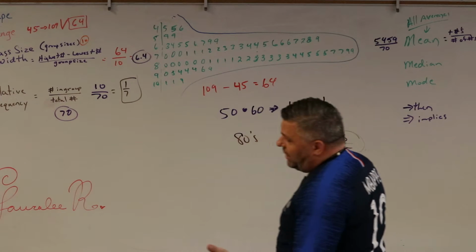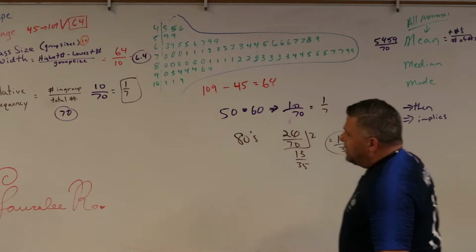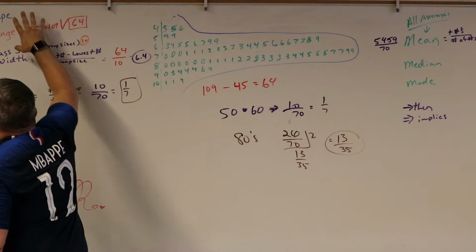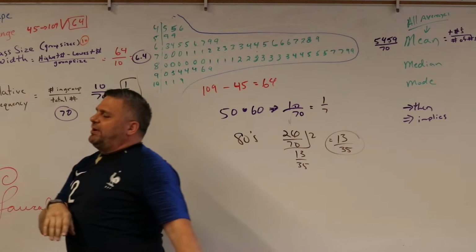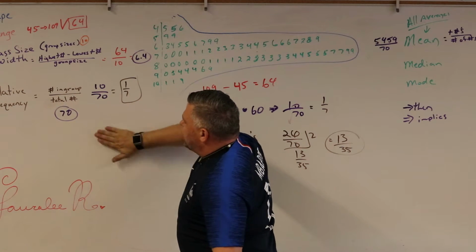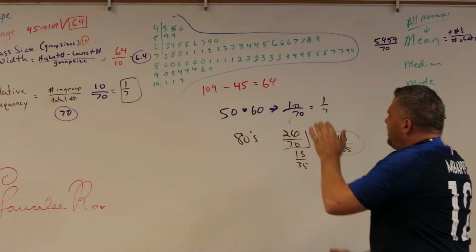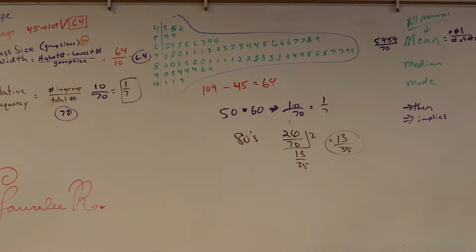So then we did all this stuff, right? Found the shape, found the range, found the class, found the relative frequency. We're going to be using relative frequency a lot, every chapter. But the next step is to learn mode, median, and mean.